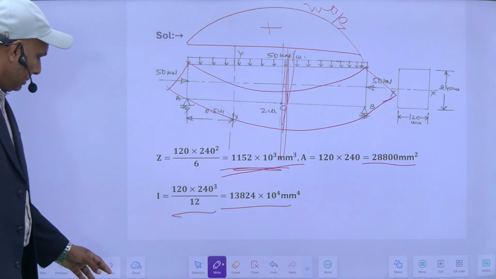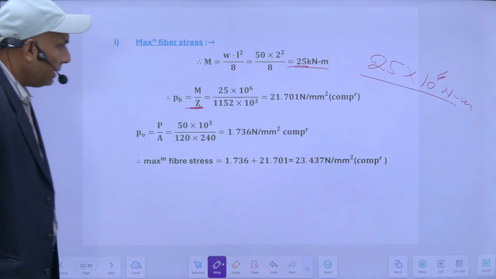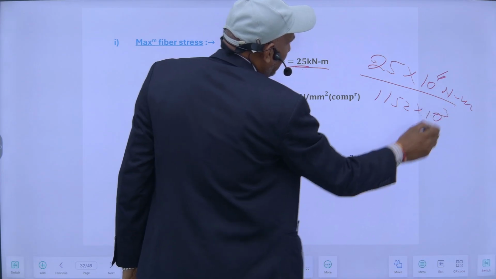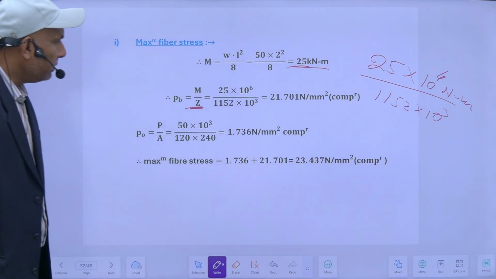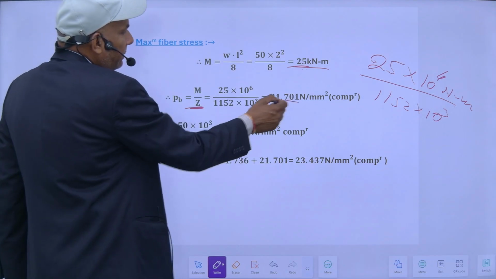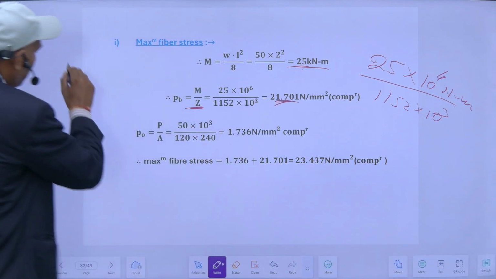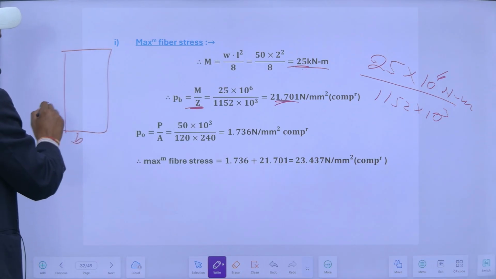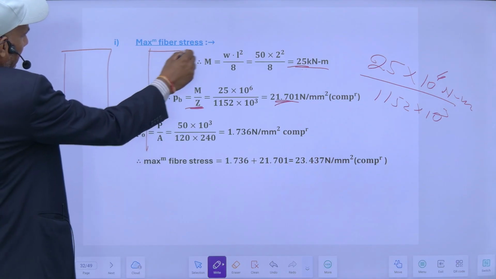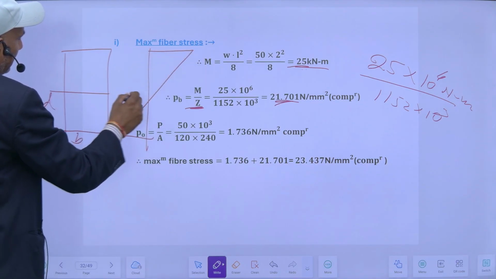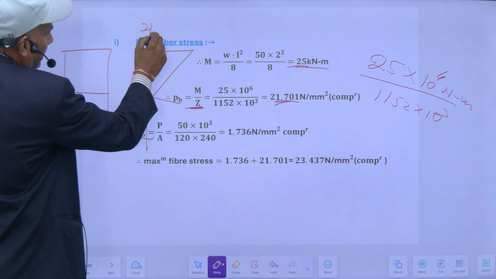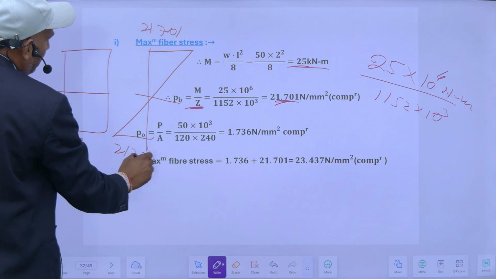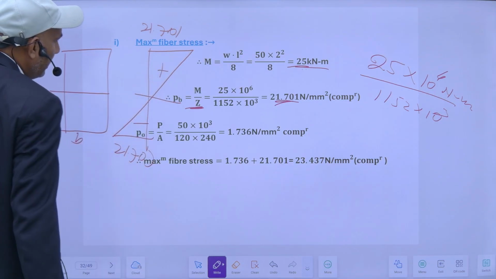This divided by this one, so I will get the maximum stress. So my stress will be like this. Suppose this is my section, so it will be like this. About the neutral axis, it will be 21.701 on the top, and in the bottom also. So this is positive, this is negative.